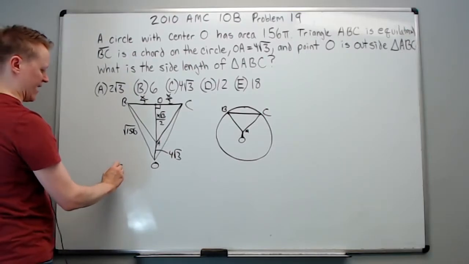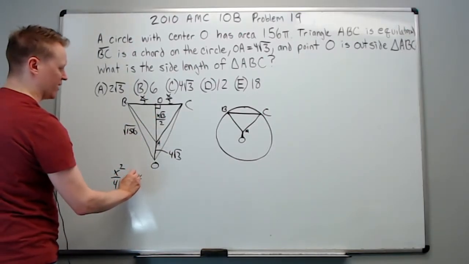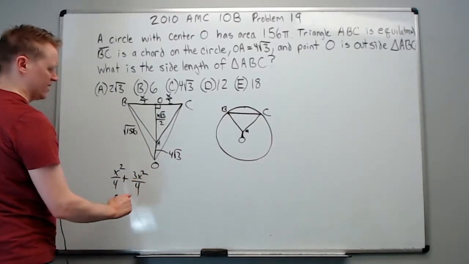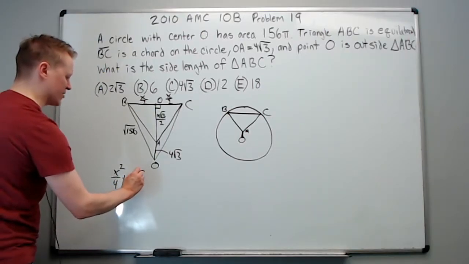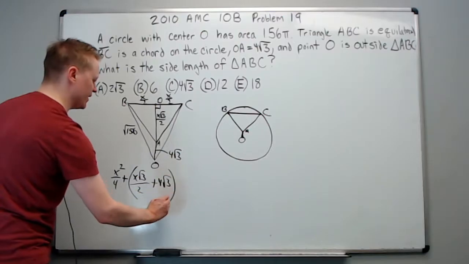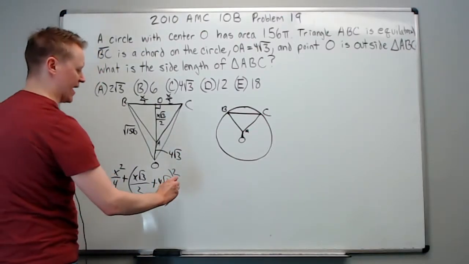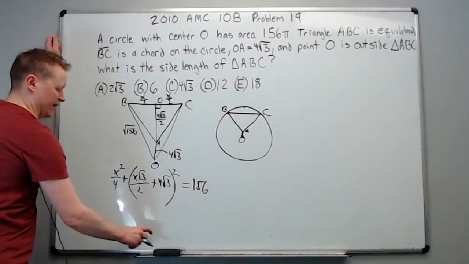I'm going to get x squared over 4 plus 3x squared over 4. Oh shoot, I messed up. So we can't do that. We got the 4 root 3. So it's x root 3 over 2 plus 4 root 3, squared. And then that needs to equal 156. So let's square this out.